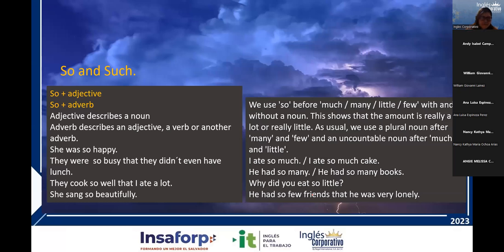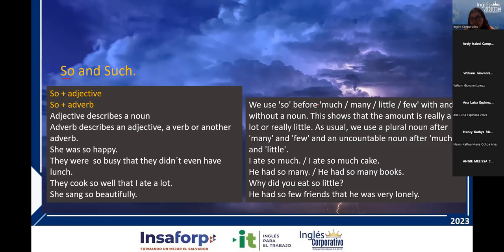Okay. We said so plus an adjective, so plus a verb, right? We use so before much, many, a little, and a few, also. But remember, when we use so, we do not use a noun. So we can say so much. I ate so much. He has so many. I ate so much cake. He has so many books, right? Because I can use so much or so many.